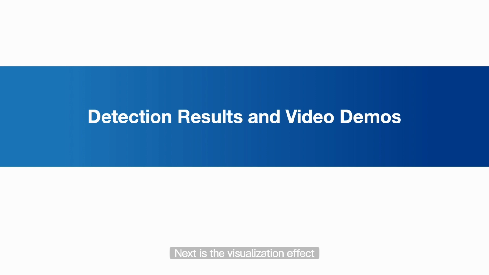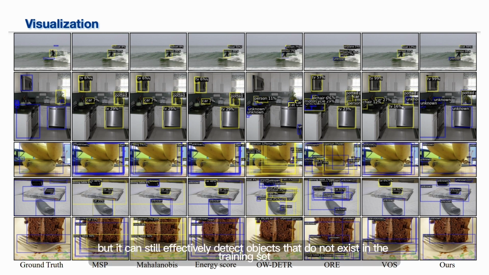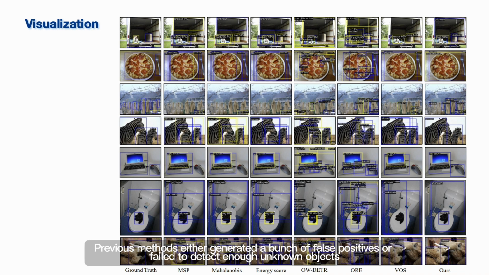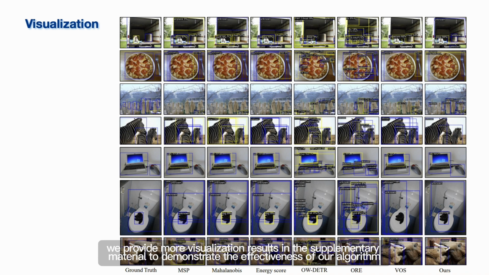Next, we will give some visualization. As you can see in the figure, our approach doesn't generate a ton of boxes, but it can still effectively detect objects that do not exist in the training set. Previous methods either generated a bunch of false positives or failed to detect enough unknown objects. Since the space of the main text is limited, we provide more visualization results in the supplementary material to demonstrate the effectiveness of our methods.